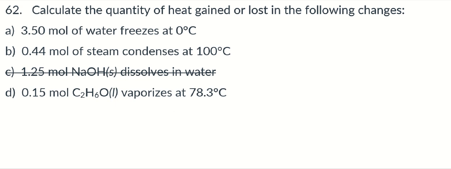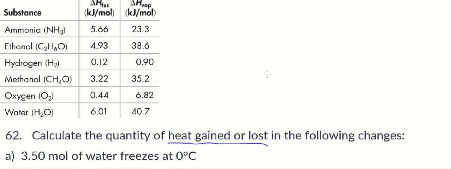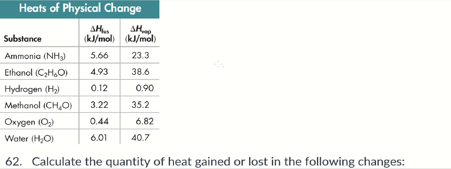We're going to calculate how much heat is gained or lost in these following changes. So these are all phase changes, or at least A, B, and D are. We're given this reference chart from our textbook, so we'll use that to solve these problems.